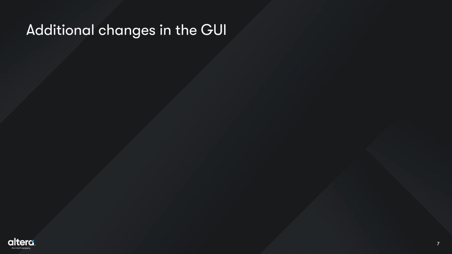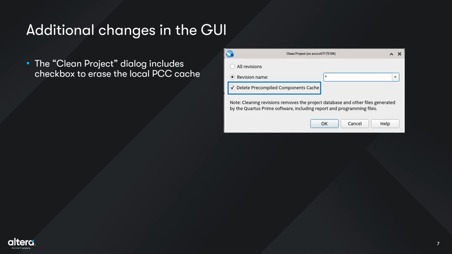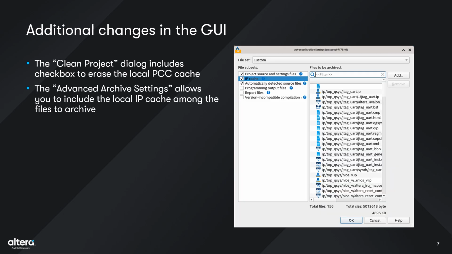Finally, here are some more changes in the GUI. The Clean Project dialog includes a checkbox to erase the local precompiled components cache, and the Advanced Archive settings allow you to include the local IP cache among the files to archive.